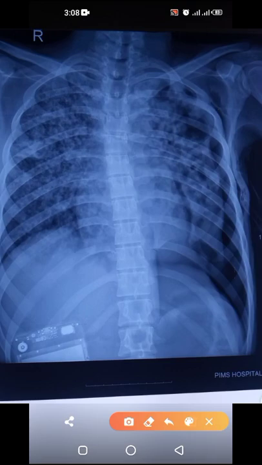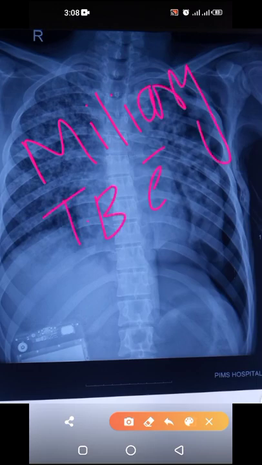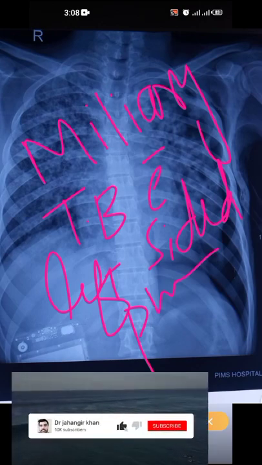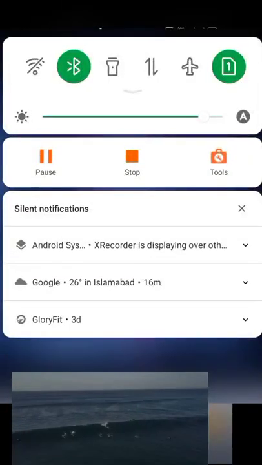This was actually a case of miliary TB. So these are the miliary TB with left-sided pneumothorax. So this is the way how you describe this chest X-ray.